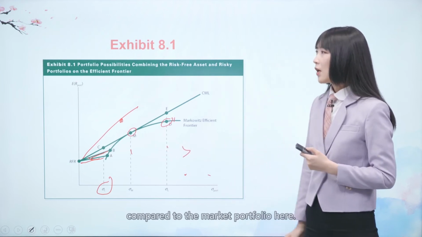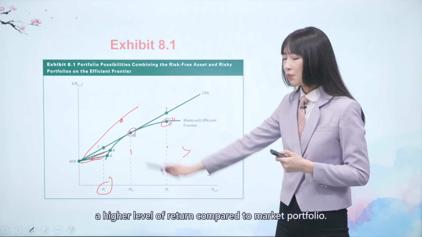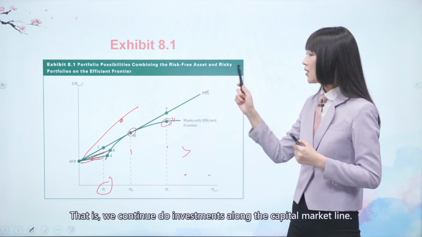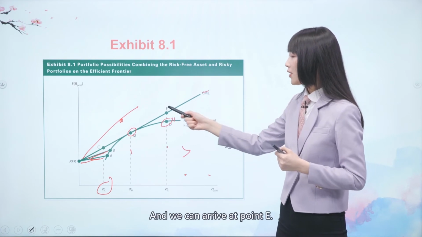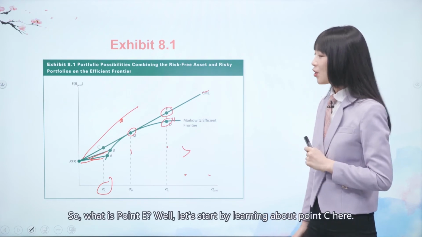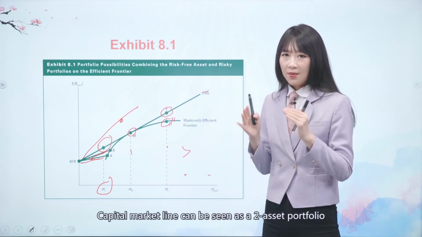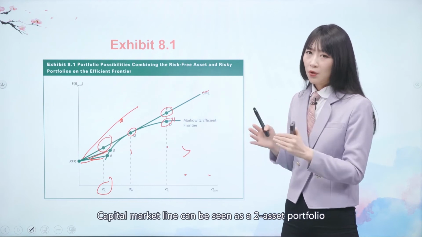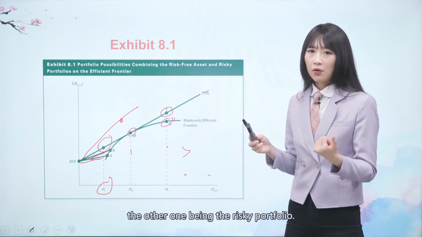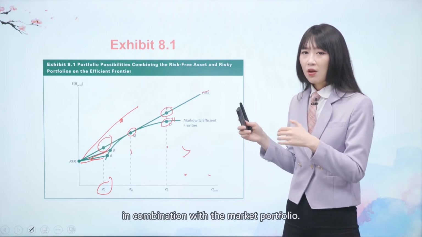Now, there is actually another way to reach a higher level of return compared to the market portfolio. That is, we continue making investments along the capital market line, and we can arrive at point E. So what is point E? Well, let's start by learning about point C here. The capital market line can be seen as a two-asset portfolio, with one asset being the risk-free asset and the other being the risky portfolio. So we change the weight of the risk-free asset in combination with the market portfolio.